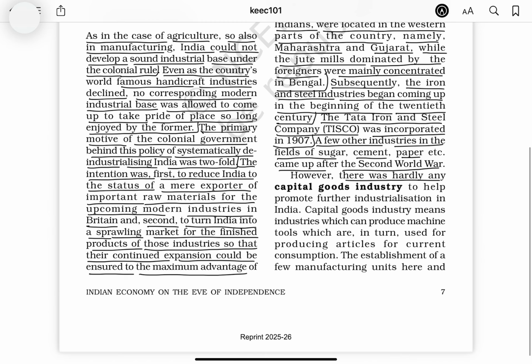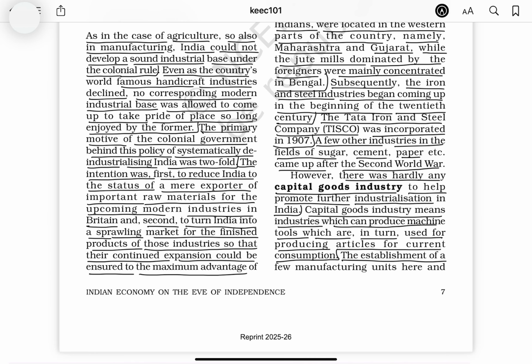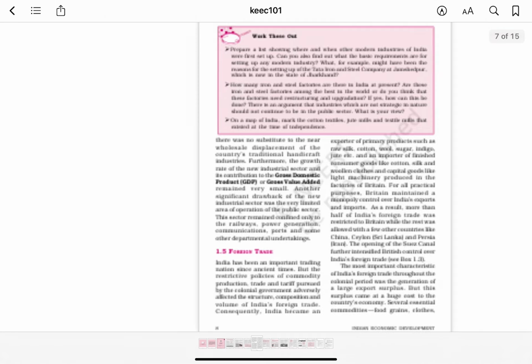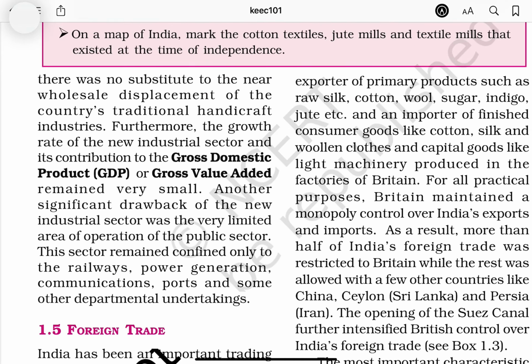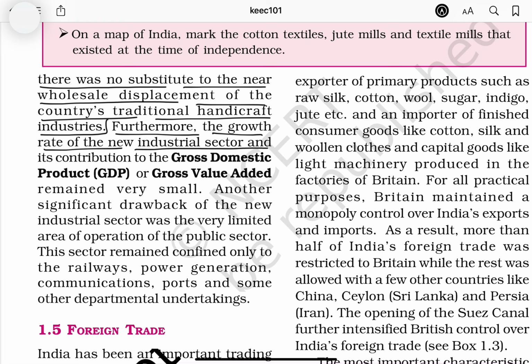However, there was hardly any capital goods industry to help promote further industrialization in India. Capital goods industry means industries which can produce machine tools, which are in turn used for producing articles for current consumption. The establishment of a few manufacturing units here and there was no substitute to the near wholesale displacement of the country's traditional handicraft industries. Furthermore, the growth rate of the new industrial sector and its contribution to the gross domestic product (GDP) or gross value added remained very small.